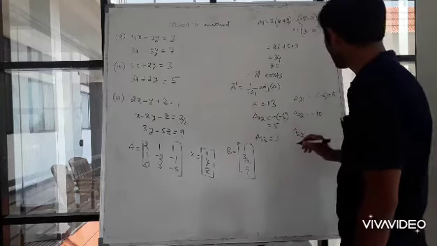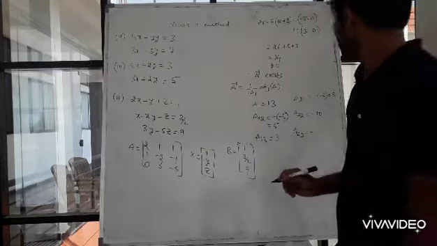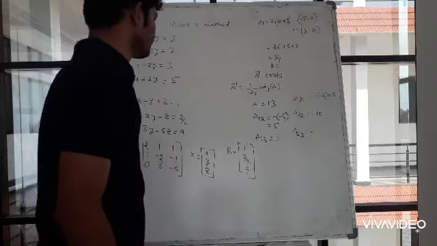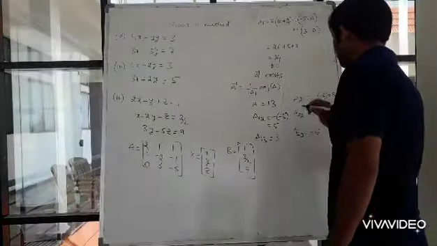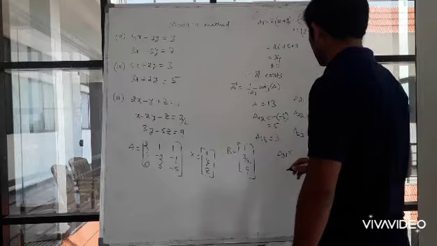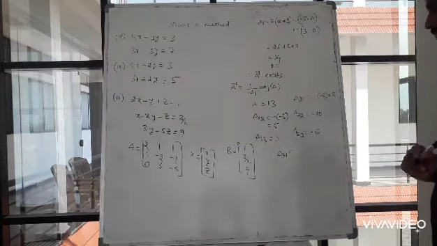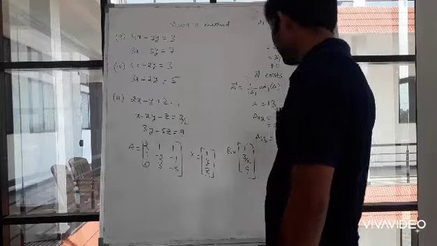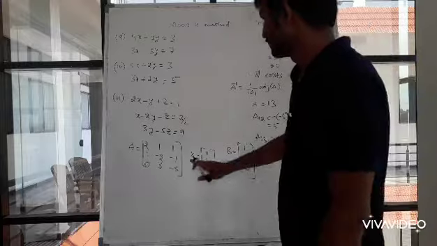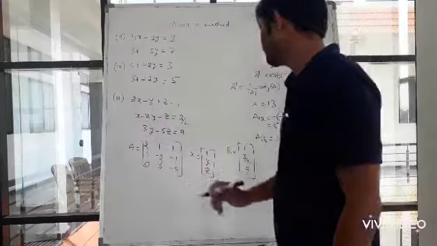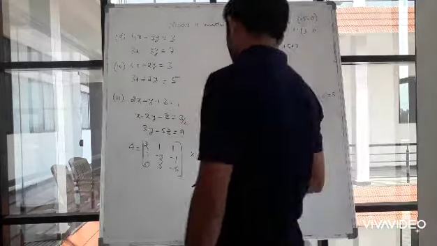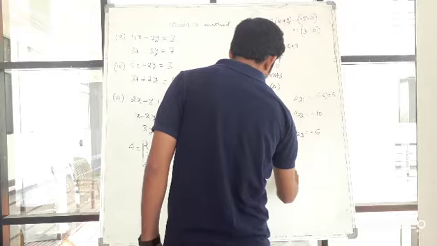A23, 2 plus 3 odd. Odd means minus will get. Leave this row and column. 3 2s are 6 minus 0. 6 minus 0 means 6. Next, last row element. A31. Here is 0. 3 plus 1, 4. Minus 1 raised to 4 means positive will get. So, no need of writing the sign. Leave this column and the row. Minus 1 plus 2 means plus 1 will get.